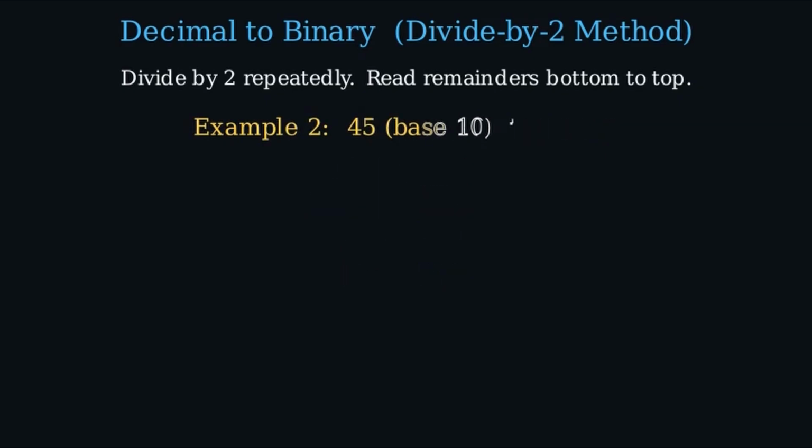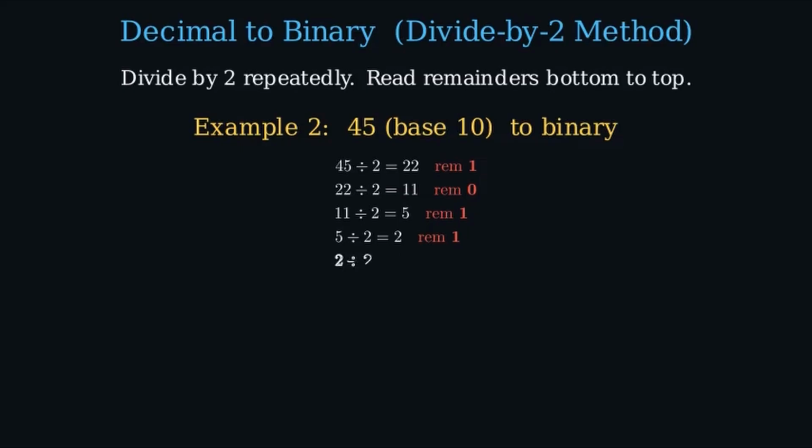In our second example, we'll use 45. We'll take 45 divided by 2, 22, remainder 1, and we'll just continue down until we run out of numbers, then read the remainders bottom to top. That becomes our binary value. So 45 is written as 101101.